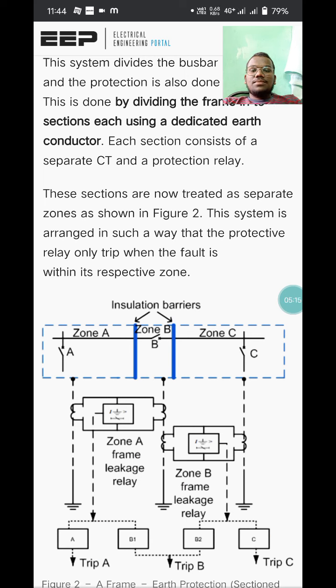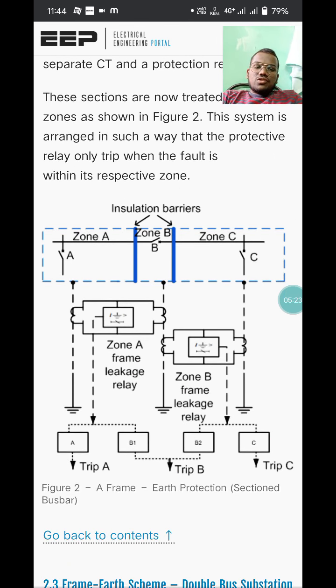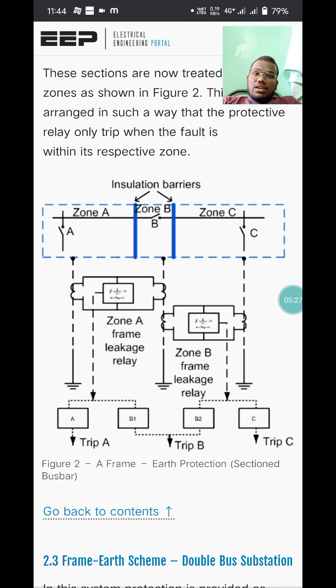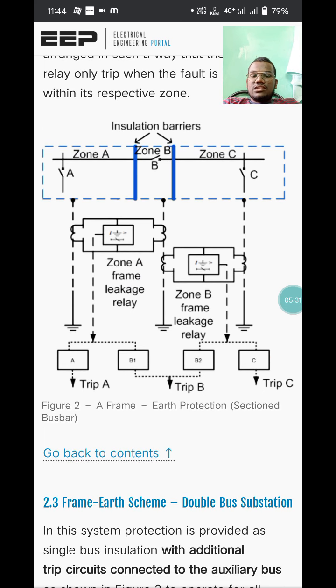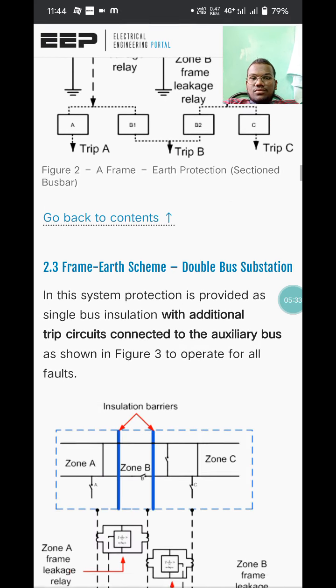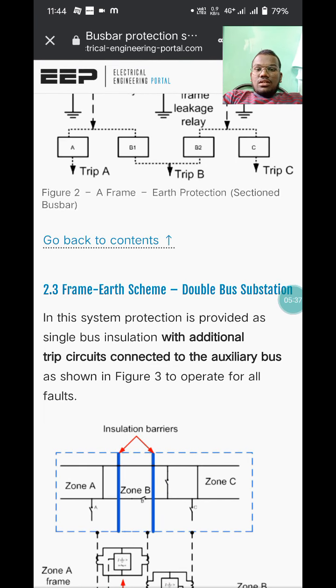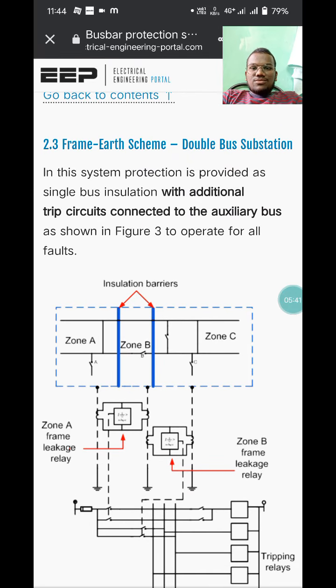The system is arranged in such a way that the protective relay only trips when the fault is within its respective zone. Here, Zone A, Zone B and Zone C are separated by insulation barriers. Zone A has a frame leakage relay, Zone B has a frame leakage relay, and the figure shows the earth protection sectional bus bars diagram. Coming to the frame earth scheme for double bus substations.